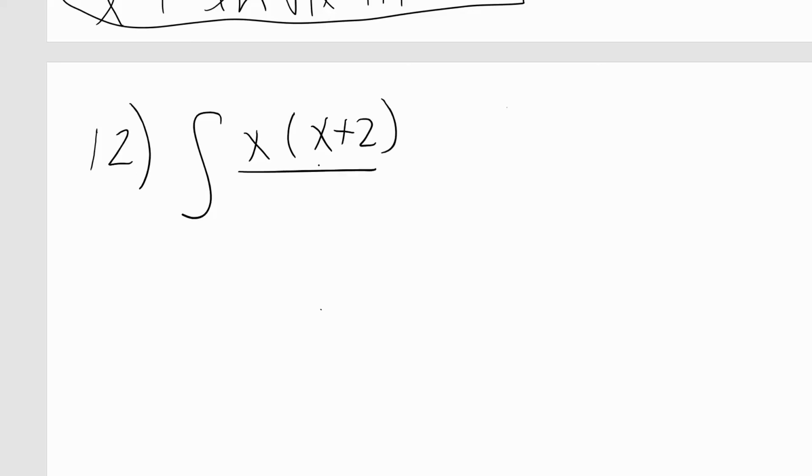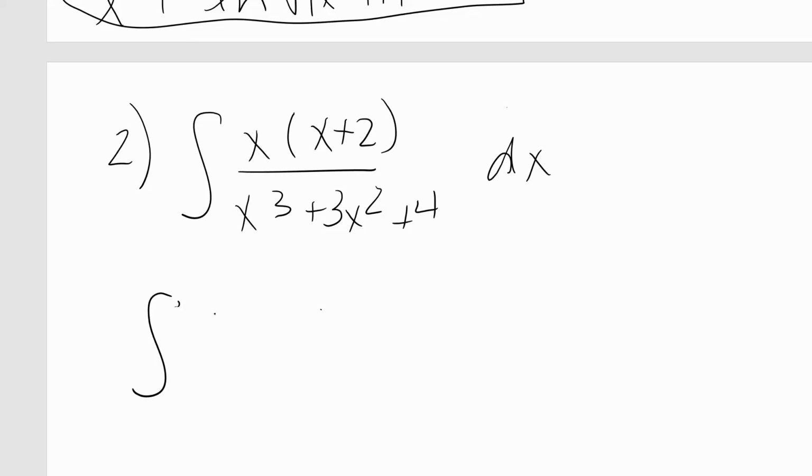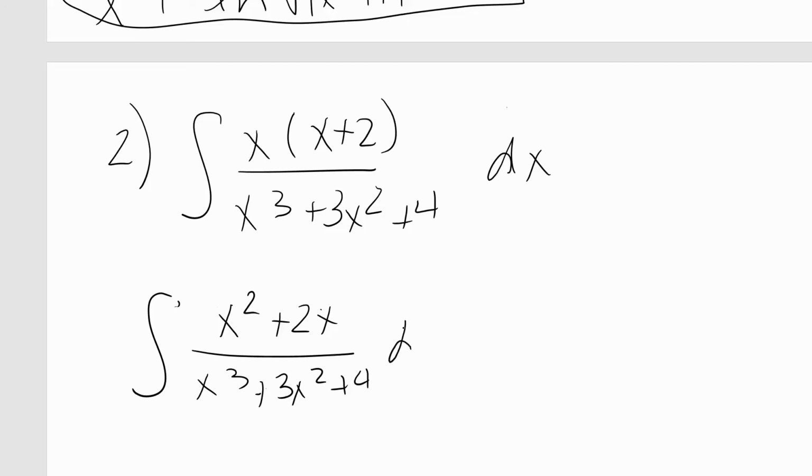Number 12 in the notes, which says the integral of x times x plus 2 over x cubed plus 3x squared plus 4 dx. All right, so the first thing I want to say is, can I do this by my nice method of picking the denominator to be u? Well, is my degree on the top 1 less? It is, but I would rewrite it, distribute that x. When you distribute the x, you get x squared plus 2x all over x cubed plus 3x squared plus 4 dx.